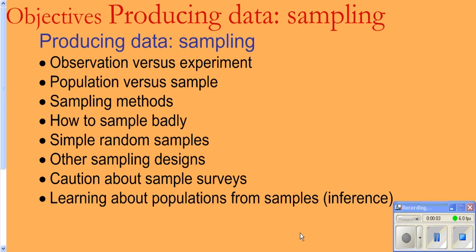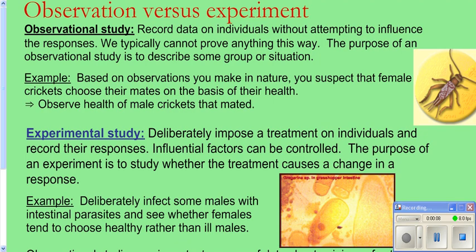We're going to go ahead and take a look at where data is coming from and problems that occur with some data. Now we have observational studies and we have experiments. In an observational study, you're attempting to basically record information without influencing the results. However, with an experiment, you're deliberately trying to impose a treatment and therefore influence the results, and then you are recording the results. With an observational study, you can make observations about something, but you cannot actually prove anything.